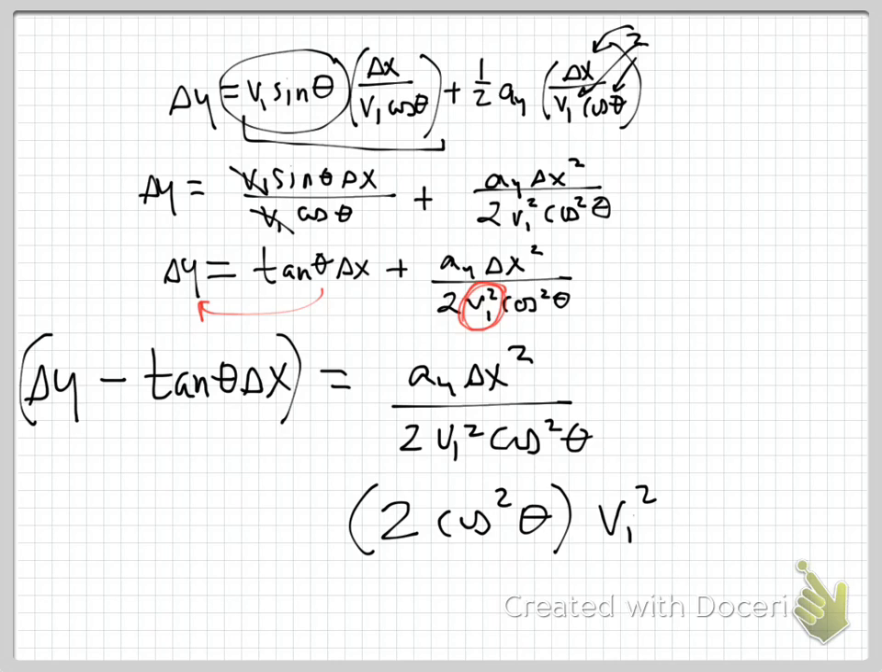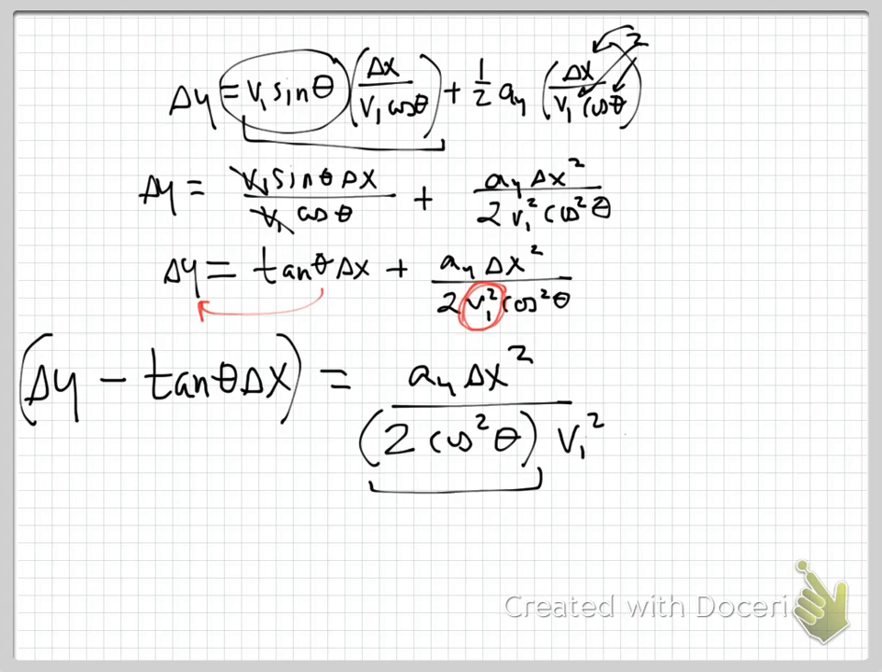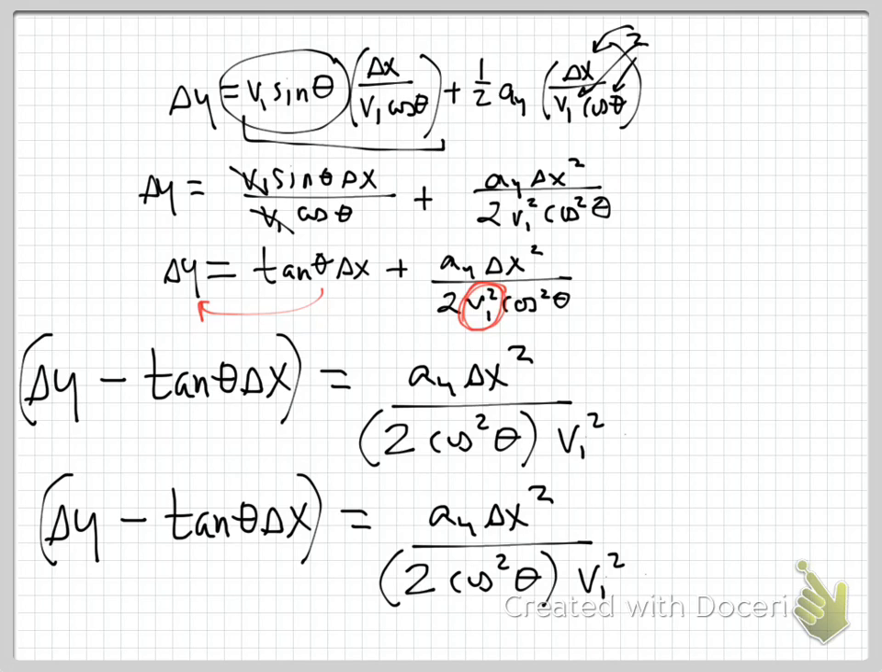So I'm going to replace this. Okay, so at this point, I know that I can multiply both sides by 2 cosine squared theta to isolate vi squared. Yeah, you can also multiply both sides by vi. Yeah, that's actually probably more direct, isn't it?